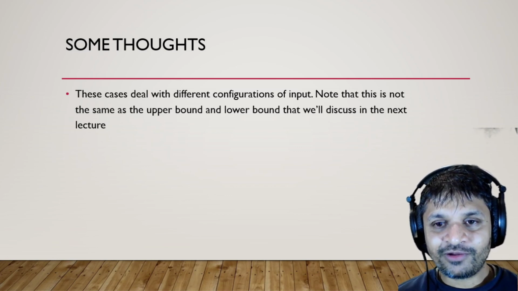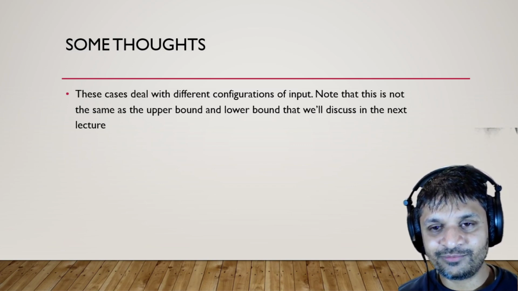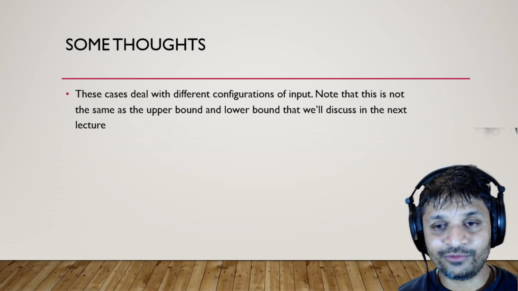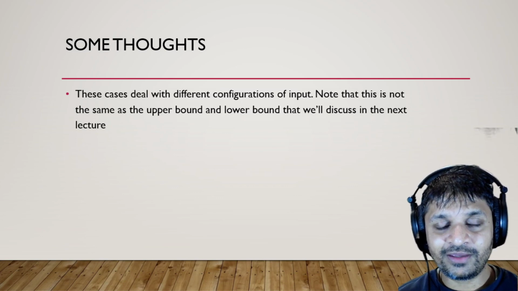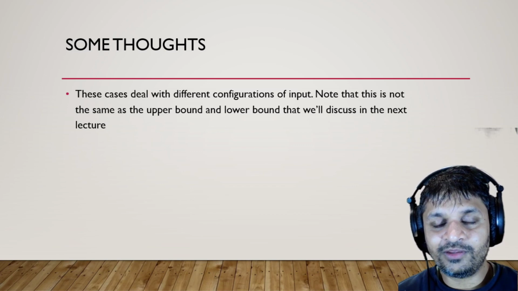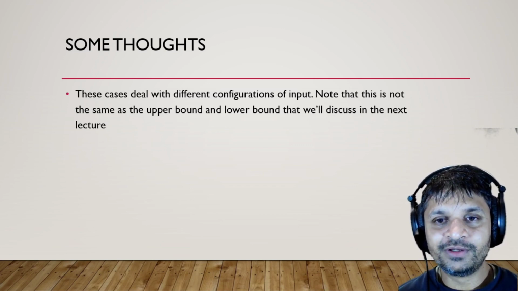Now, something that people often get confused between is the best, worst, and average case versus the upper bound, lower bound, and exact bounds of the algorithm. Now, I haven't yet talked about what those are, but just keep in mind that when I talk about best case, worst case, and average case, I'm always talking about configurations of input, right? If we're not talking about configurations of input, then we're not talking about cases, okay? So just keep that in mind.